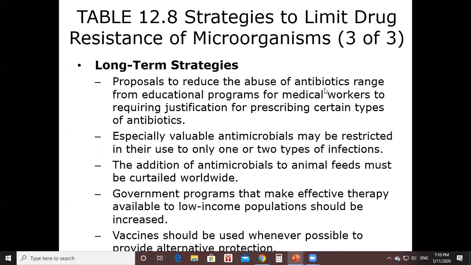Proposals to reduce the abuse of antibiotics range from educational programs for medical workers to requiring justification for prescribing certain types of antibiotics. A lot of physicians just give antibiotics willy-nilly, but once you give more antibiotics to more people, more bacteria are exposed to it, which kills off the ones that are sensitive but leaves around the ones that are resistant. So more resistant ones start showing up in the ER. So sometimes we have over-prescribing, and especially valuable antimicrobials may be restricted in their use to only one or two types of infections.